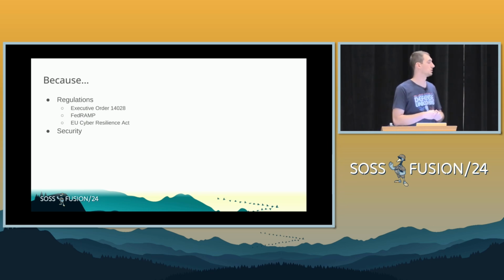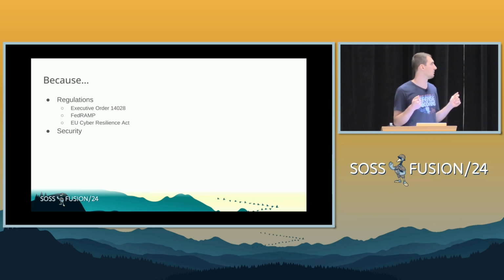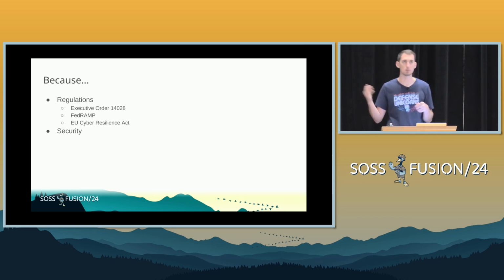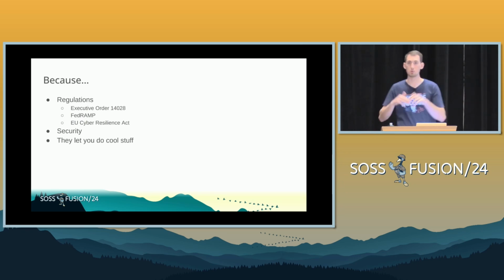So we need to be able to quickly look up what versions we're running, what went in here when there's a new vulnerability that drops. We want to know if we're quickly affected or not. SBOMs make that real easy for us to do. And they let you do cool things.